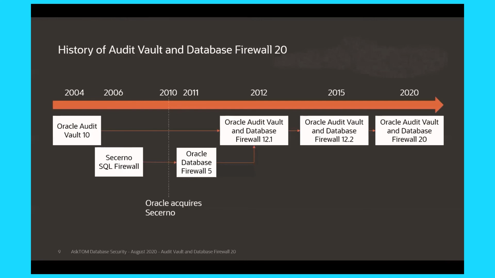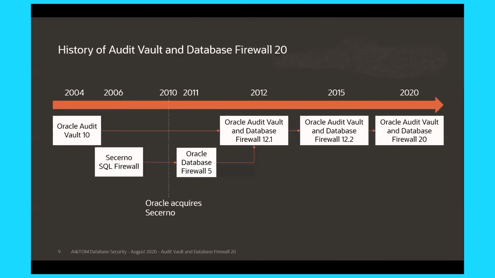But what Audit Vault and Database Firewall did is it combined the functionality of the old Oracle Audit Vault and the functionality of the old Oracle Database Firewall into one product. They use a common repository starting with 12.1. They use a common reporting framework. It was really a nice step forward for database activity monitoring.